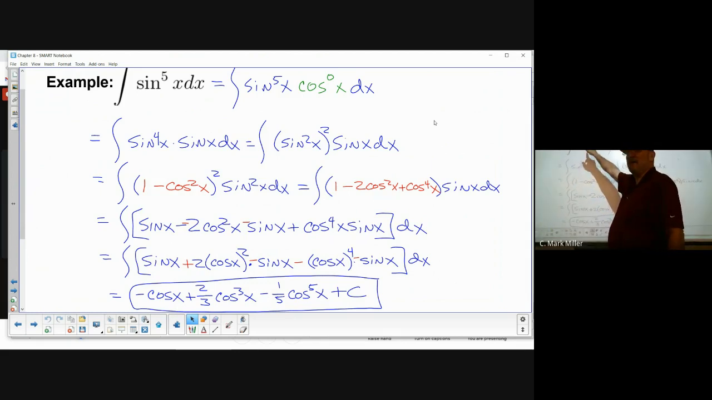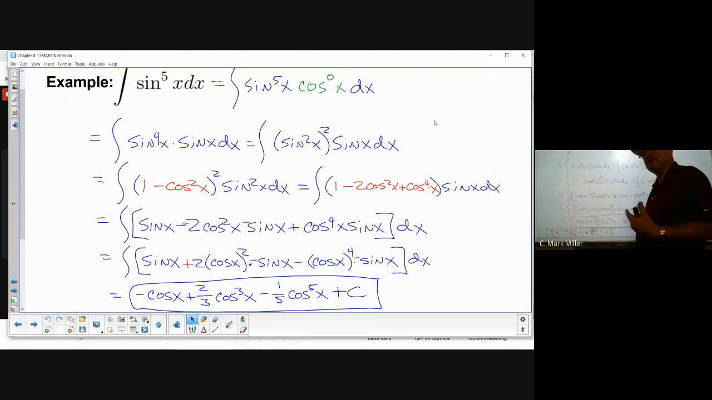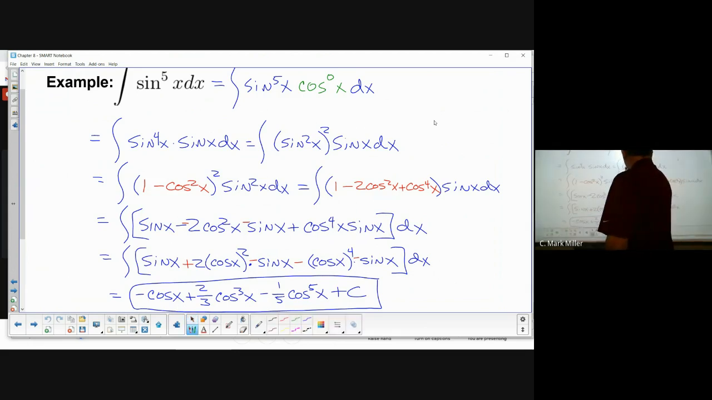If this were a sine to the fourth, that's a whole different bucket of fun. We're going to get to that one. So if this were sine to the fourth, think of what would happen. If I pulled a sine off like this, I'd wind up with a sine to the third. But a sine to the third, I can't substitute 1 minus cosine squared into it. I'll have another extra sine left over. So this sine squared is converted to that.